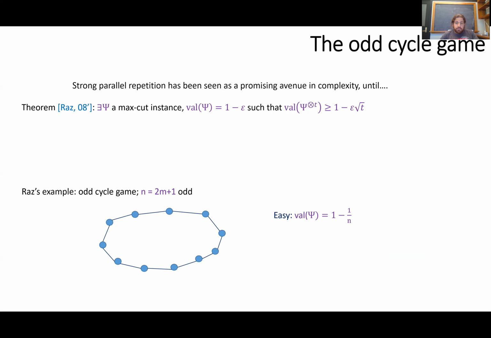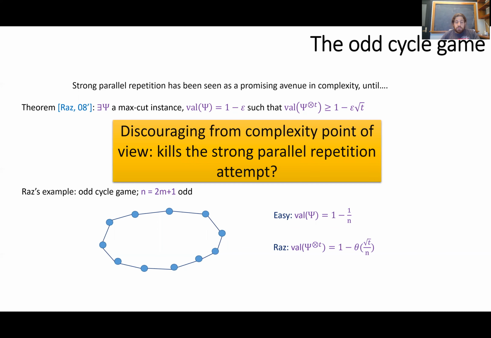However, what is harder, and this is what Raz proved, is that if you take t-fold repetitions of this game, the value is 1 minus square root of t over n, as opposed to 1 minus t over n, which would be what you naively expect. So this is kind of discouraging from a complexity point of view. This seems to kill the strong parallel repetition attempts.